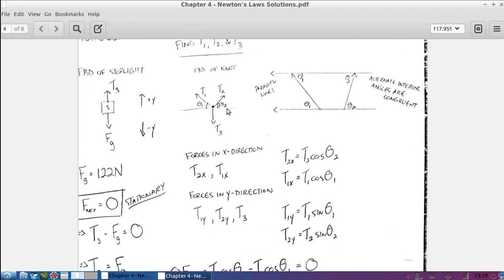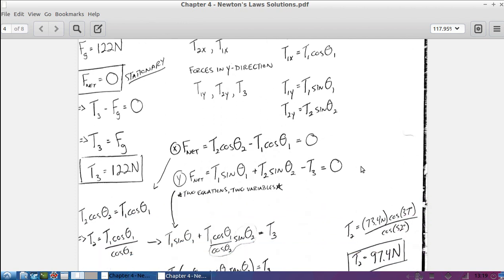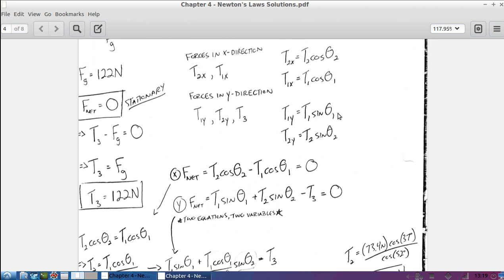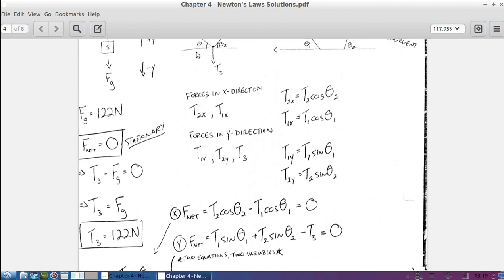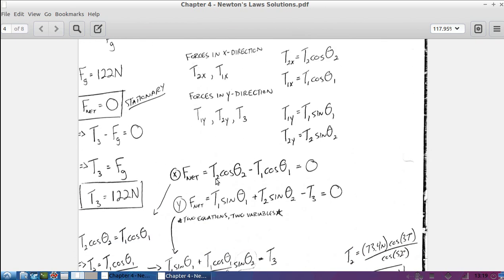Alright, just like we did with vectors last chapter, I've got the x component cosine theta 1, the y component sine theta 1. Alright, so I resolve T1 and T2 into their x and y components. T3 only has a y component, so I don't have to resolve it. So here's Newton's second law in the x direction for the knot. In the x direction, you've got T1 acting in the negative x direction, T2 acting in the positive x direction. So it's going to look like T2x minus T1x equals 0.